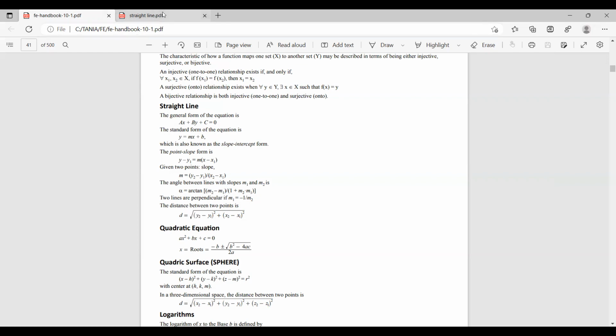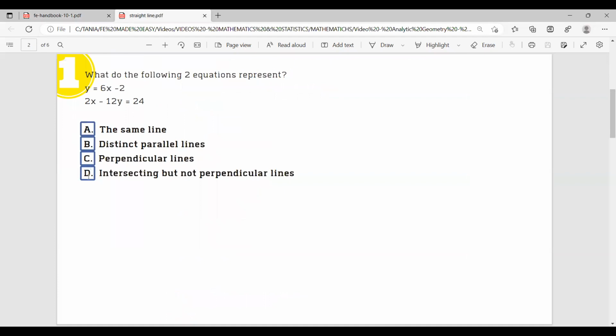So let's go back and go through all of these options. In order for two equations to represent the same line, obviously the two equations have to be the same. So we're going to bring this equation to the same form and see if it's the same equation; then they're going to be the same line. Now, what it means for two lines to be parallel is not given in the FE handbook. This is something you have to remember. Two lines are parallel if they have the same slope. So if m1 equals m2, those two lines are parallel.